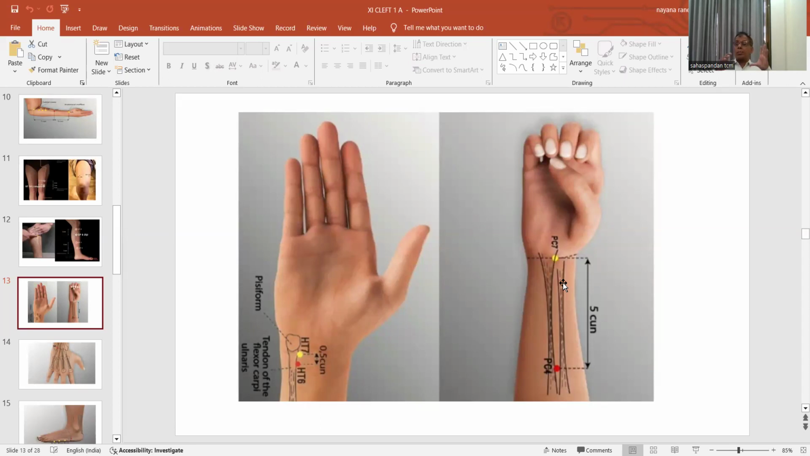So pericardium 4. Pericardium 4 is the xi-cleft point. This is the pericardium 4. Can you see my cursor? Pericardium 4 is the xi-cleft point of the pericardium meridian and is more used for acute heart pain also.